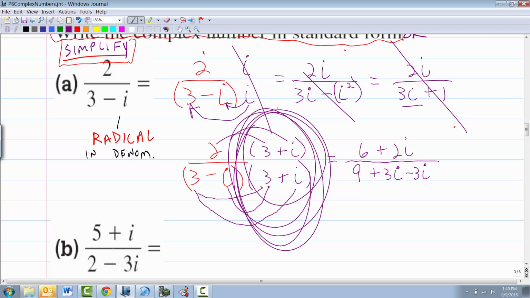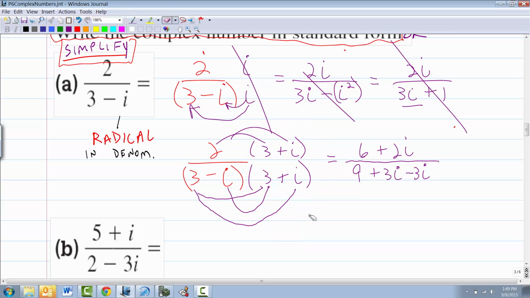By the way, what is this equal to? 1. I'm multiplying this fraction by 1. This is why this is a legal procedure. And then what's negative i times i? Negative i squared. So then you get 6 plus 2i over, cancel, cancel. What does this become? What does minus i squared become?